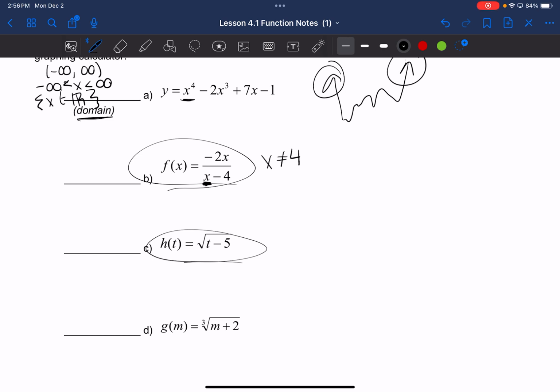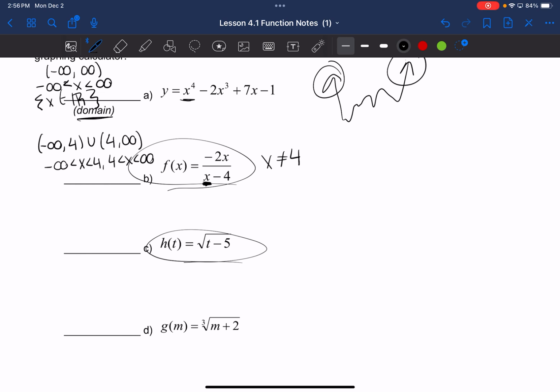So I would say that it goes from negative infinity to 4, and then from 4 to infinity, right? Or from negative infinity is less than x is less than 4, and 4 is less than x is less than infinity, right? Or set notation, same thing as the second one there.